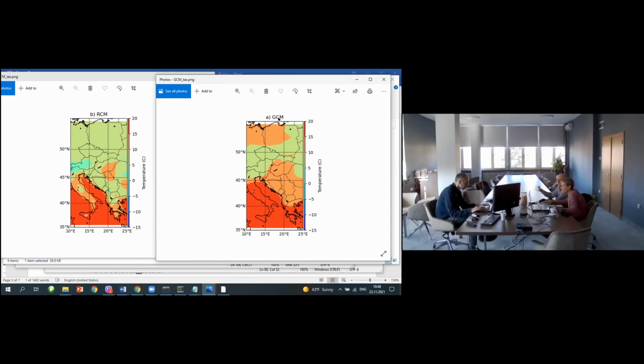Normally. And here in this global climate model, we actually have some kind of overestimation here in the Balkan Peninsula and in Central Europe, and we don't see the Alps like we see it in the RCM, even though they're on the same resolution now.